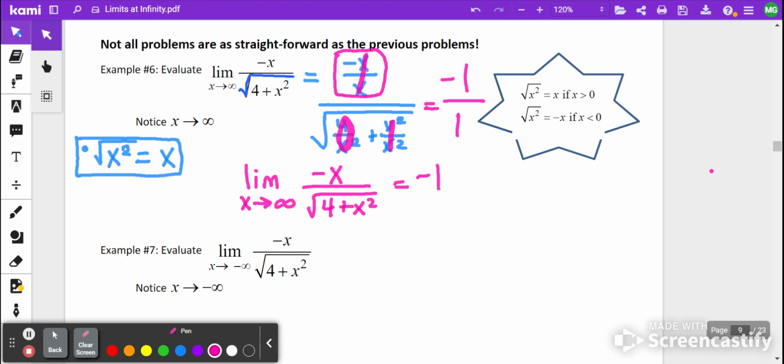Okay, so when it's under the radical, we divide by the variable with the biggest exponent. If it's not under the radical, we take the square root of that value from the denominator.